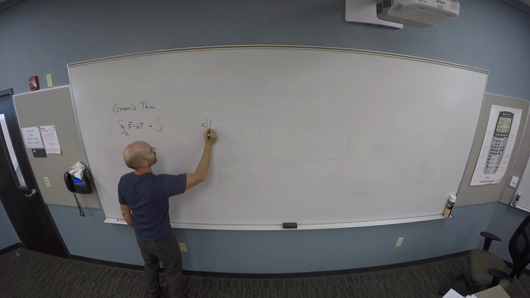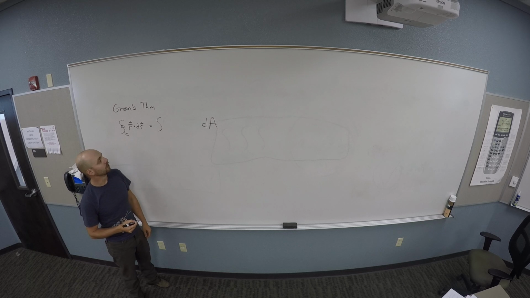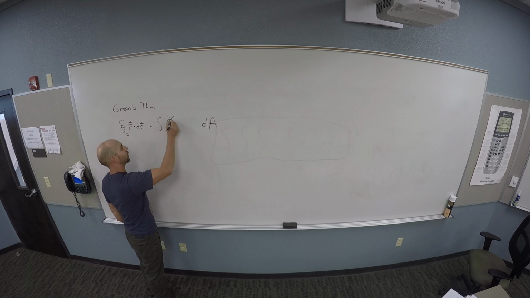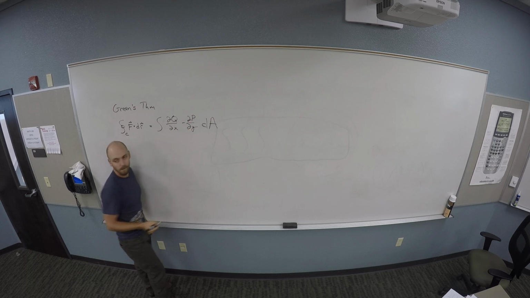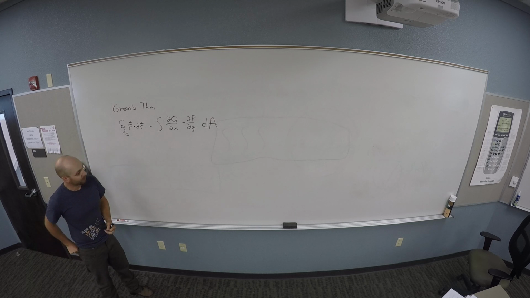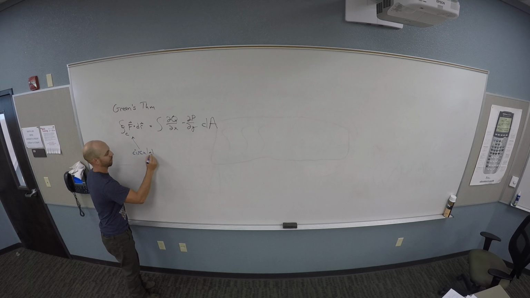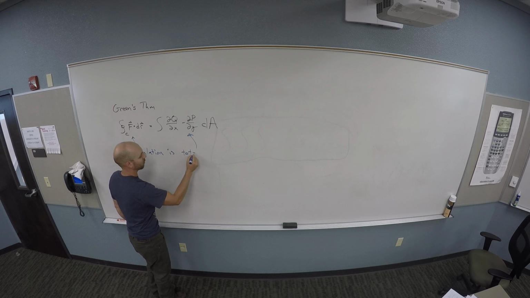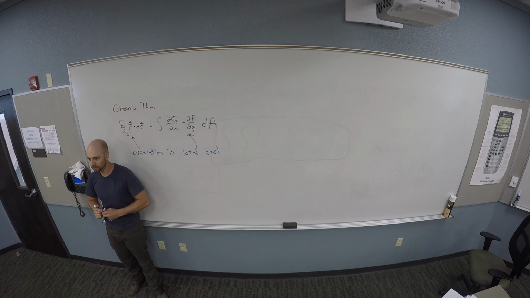Maybe. Really, honestly, this is a double integral sign that I'm thinking, right? So this is the integral dA of, like, the partial of Q with respect to x minus the partial of P with respect to y. And really, in some sense, this thing reads: this is the circulation, right, is total curl. That kind of makes sense?